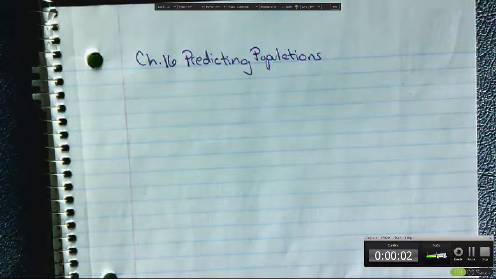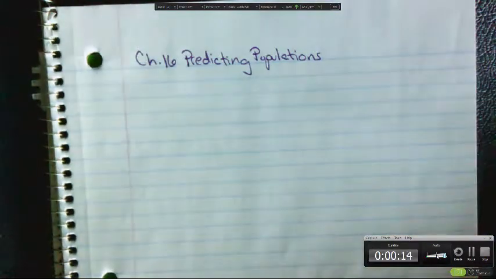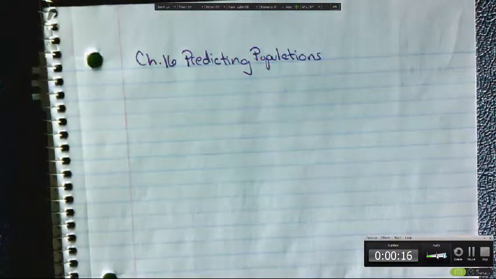Okay. Chapter 16 is about predicting populations. Of everything we've covered this year so far in statistics, this is probably the most heavily covered topic. If you want to know something about a given group of people or a given object, rather than going out and asking every single person or researching every single object in that population, you collect a sample.